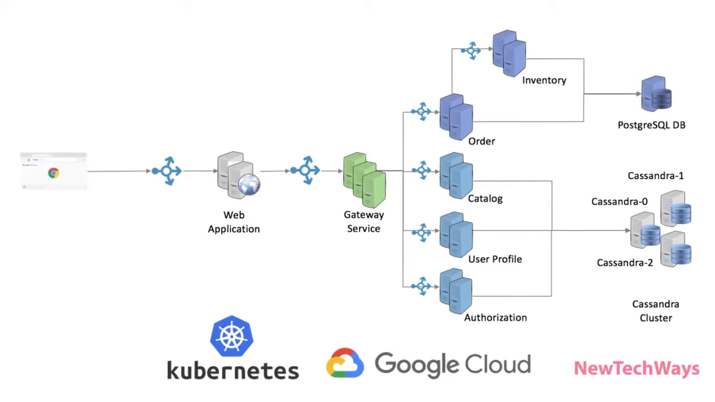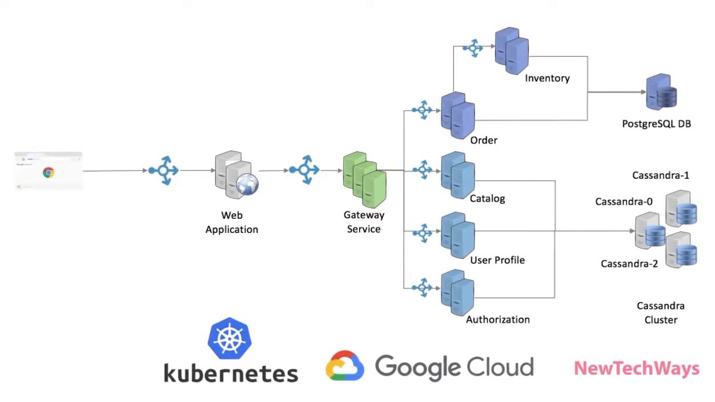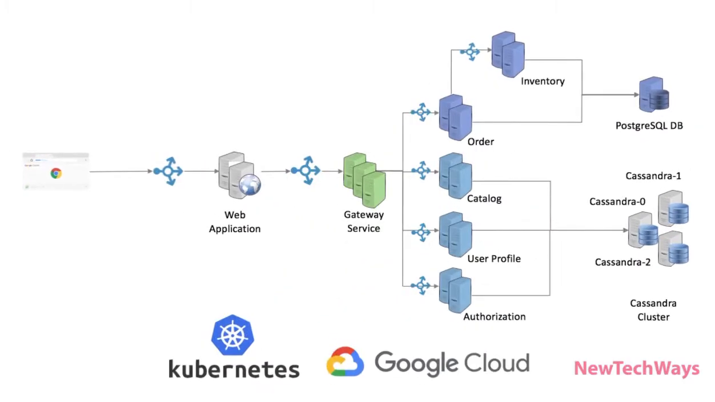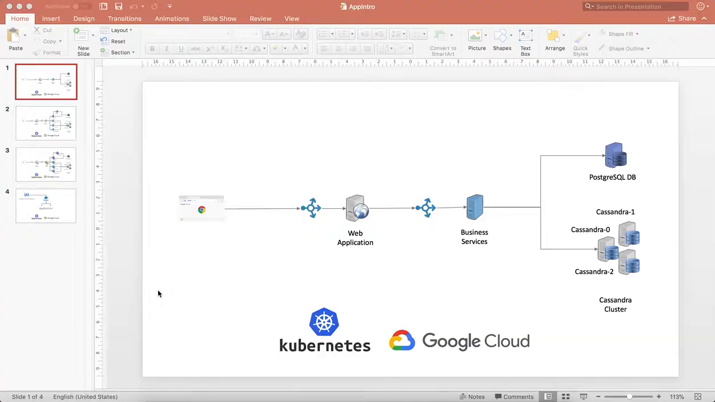Let's deploy an e-commerce system on Google Cloud using Kubernetes. Okay, so this is the application that we want to deploy on Google Cloud platform using Kubernetes. It has got a web application and it has got a load balancer in front of it.